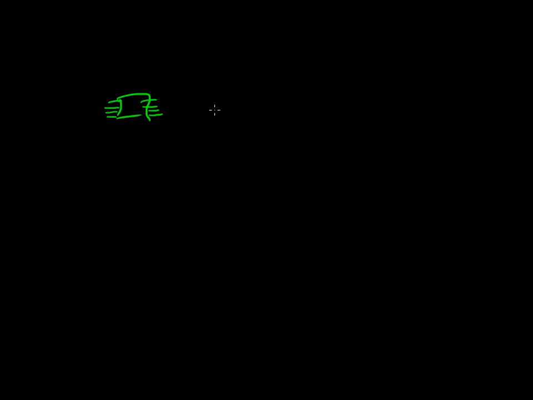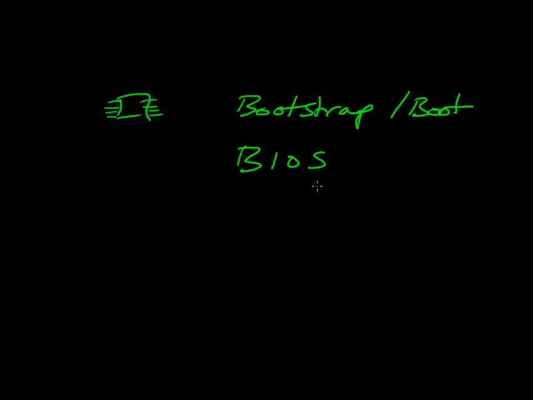So when I turn on the computer, it doesn't know what to do. So it goes to the ROM and it finds something called a bootstrap, also known as a boot. So I boot my computer, or I turn on my computer and boot it. It finds the bootstrap, which tells it where it can find the operating system, so that it can then load the operating system. It's also got something else on it called a BIOS.